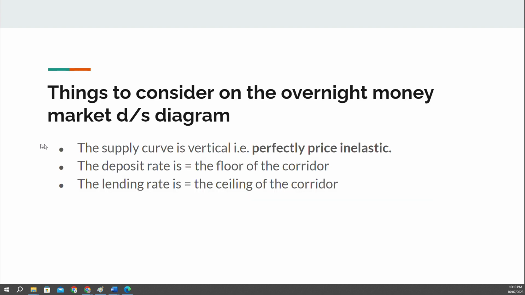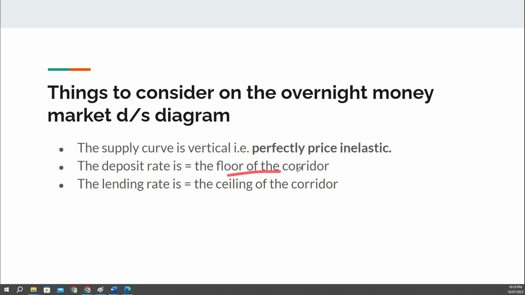So just to summarize, because I know there's a lot in that demand and supply diagram, the supply curve is perfectly inelastic because the RBA controls the supply of this form of money, this money we call ES balances. It's just the cash in the overnight money market in all the ES accounts. The RBA controls that, so it's perfectly inelastic. Quantity supplied does not respond to the cash rate.